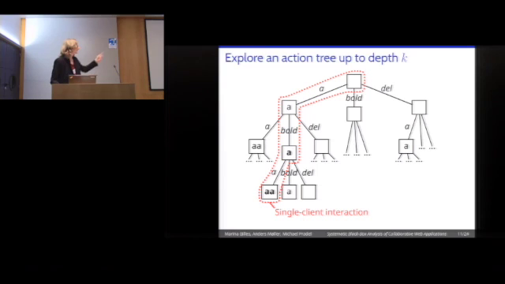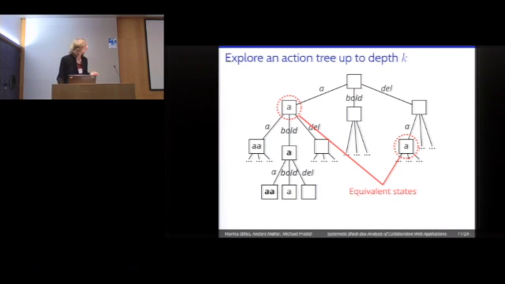What we do is we execute all single client interactions that traverse from the root to one of the leaf nodes, and we bound the depth of the tree with the variable parameter k. We perform all of these actions for all leaf nodes and record all the state differences that happen when we perform these actions.